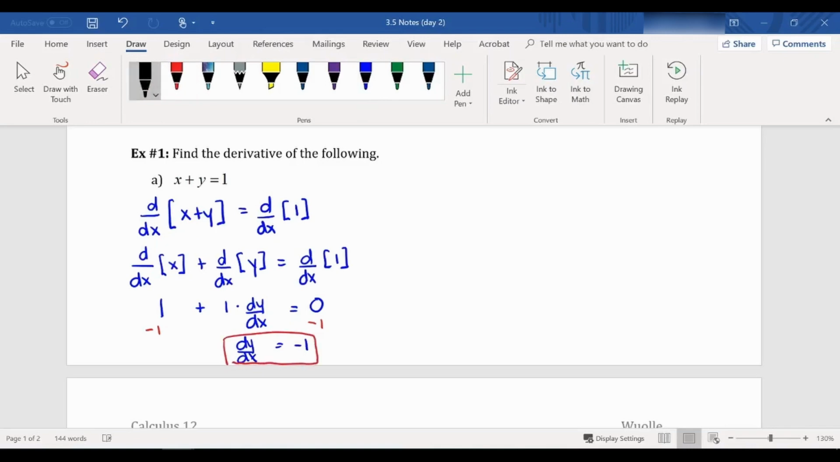Now, if I didn't want to show all of this writing, which I won't normally show, the derivative of x is 1. The derivative of y is 1 dy/dx. And the derivative of 1 is 0. And then I can move the 1 to the other side, and I would be done.